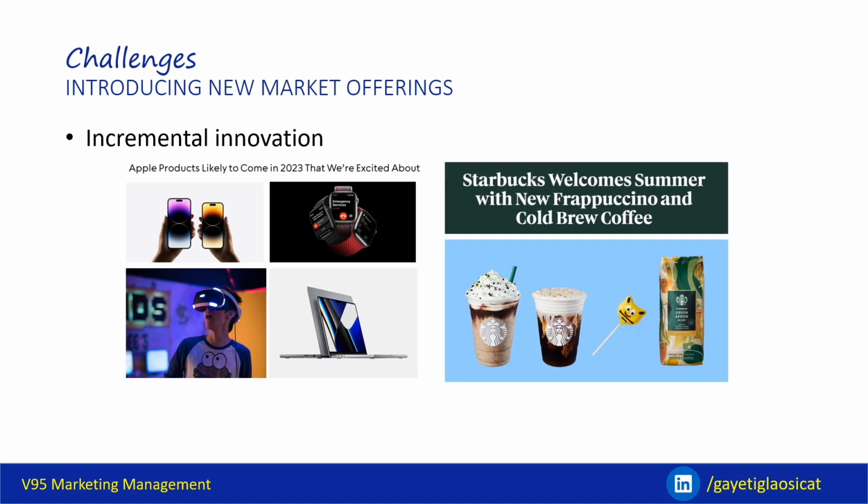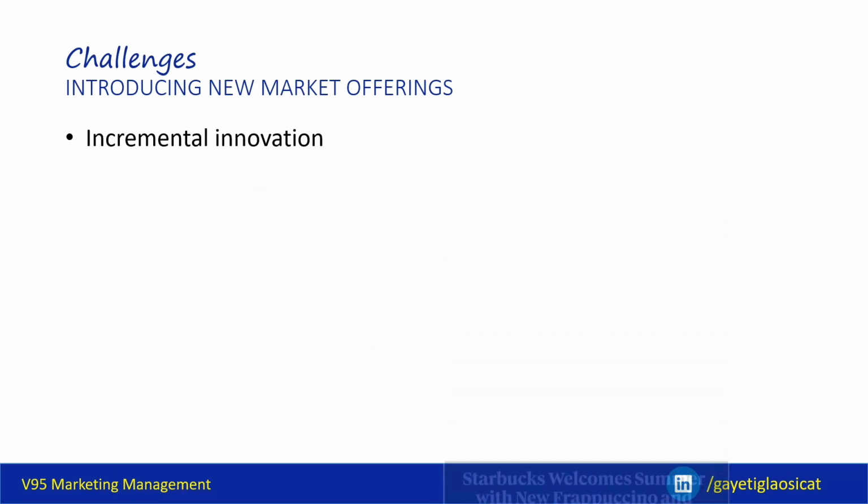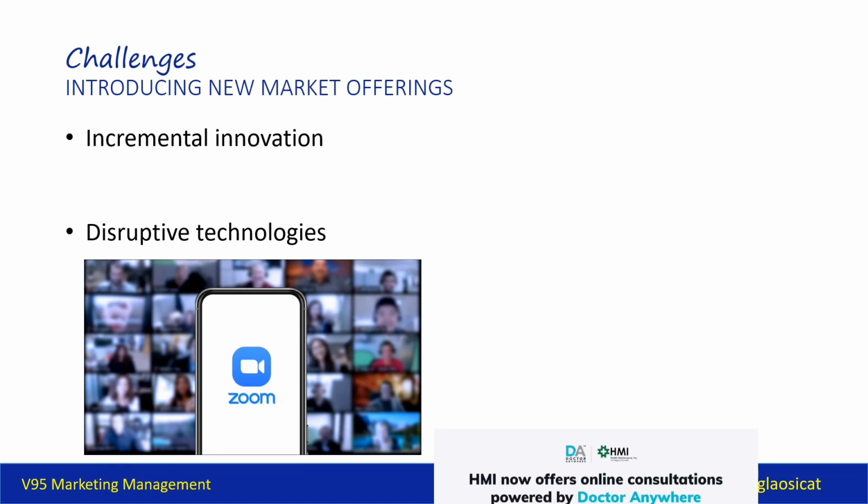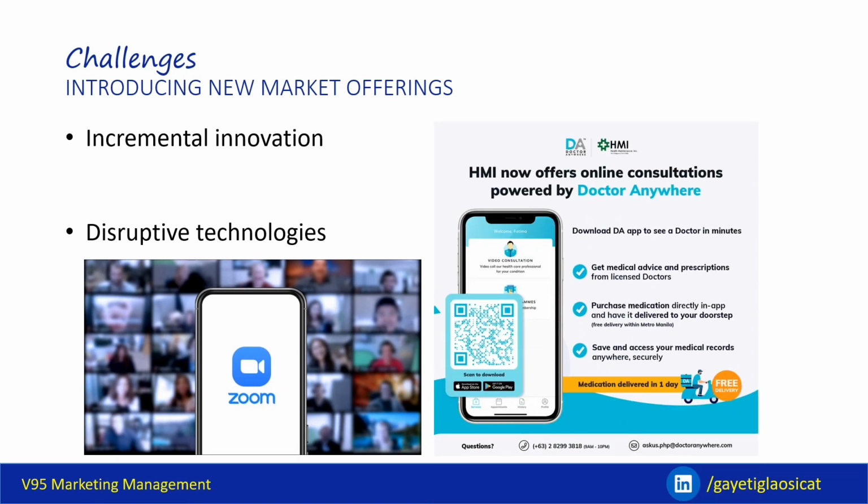While Starbucks may also be one example, their incremental changes are their flavor innovation on their coffee products. Disruptive technology sweeps away the systems or habits it replaces because it has attributes that are recognizably superior. Examples of which are Zoom, which replaces our regular face-to-face meetings, and also telemedicine.